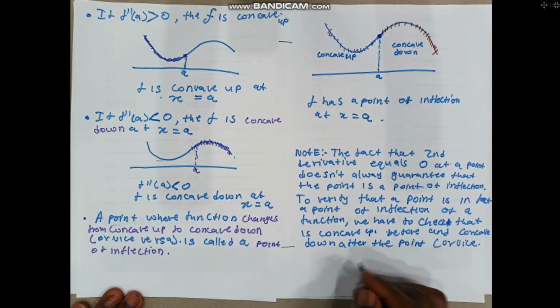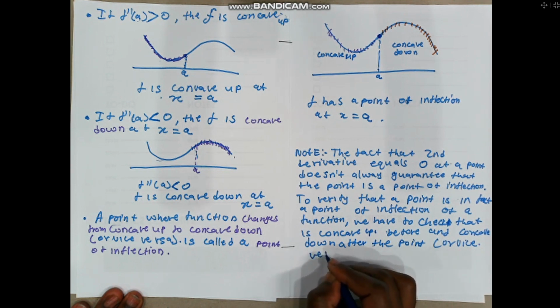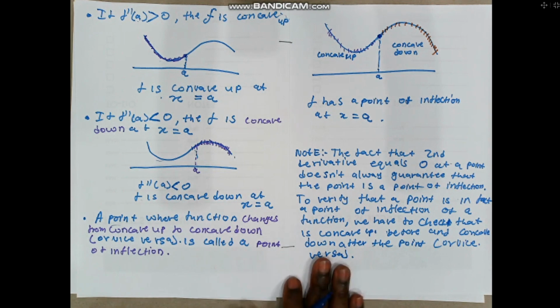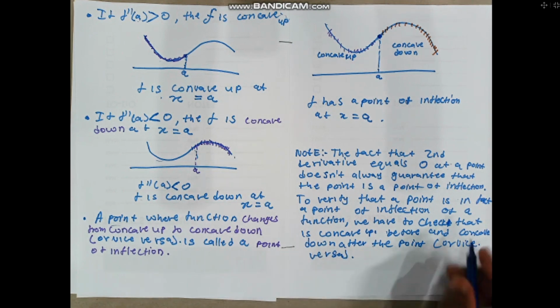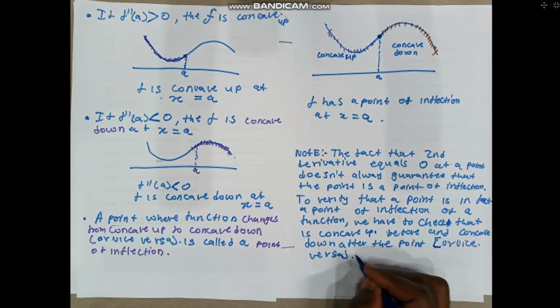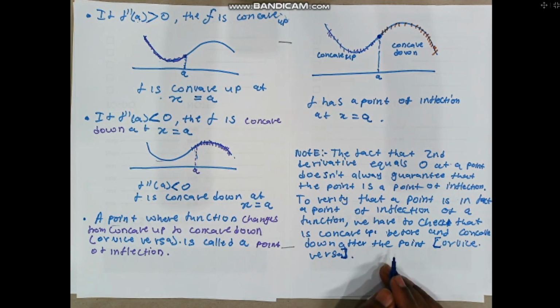So we need to verify the point of inflection by checking the concavity. You must check the concavity to make sure that your point of inflection is real, because it is not always guaranteed when you do the second derivative that you get a point of inflection.